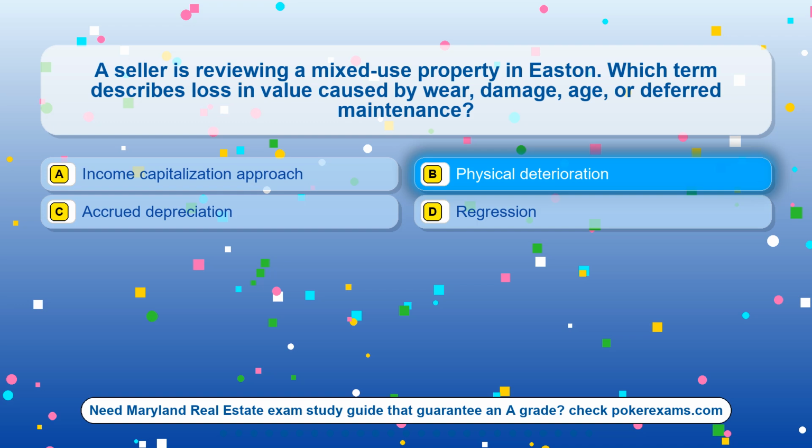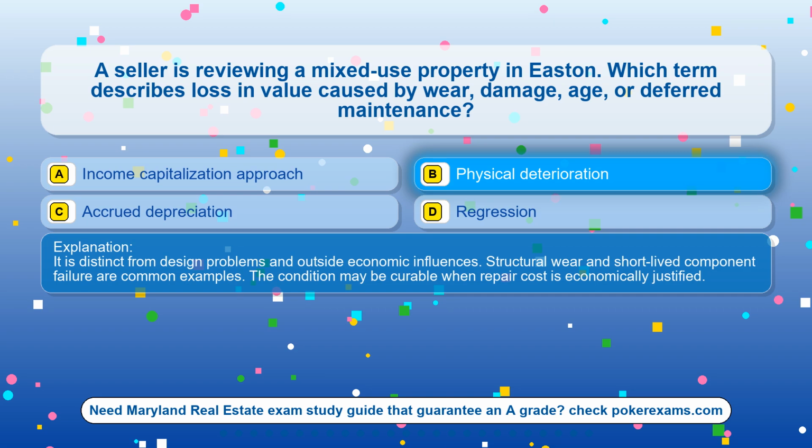The correct answer is option B, physical deterioration. It is distinct from design problems and outside economic influences. Structural wear and short-lived component failure are common examples. The condition may be curable when repair cost is economically justified.